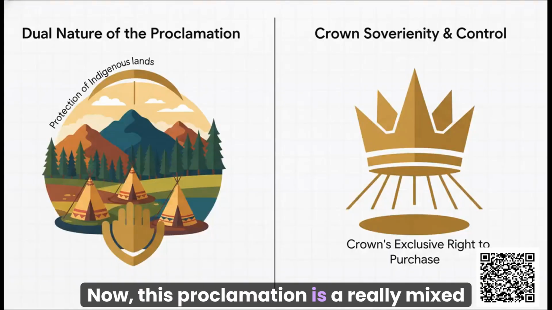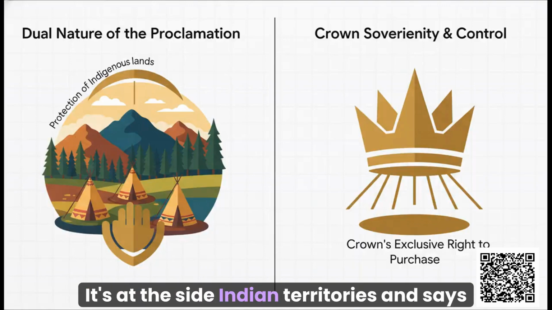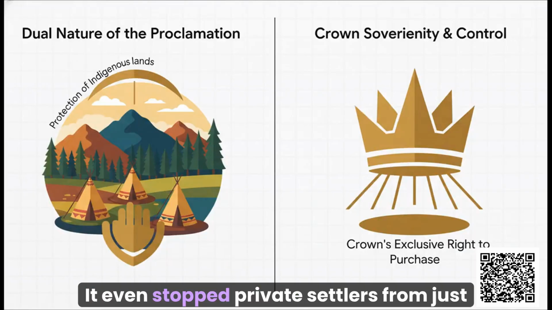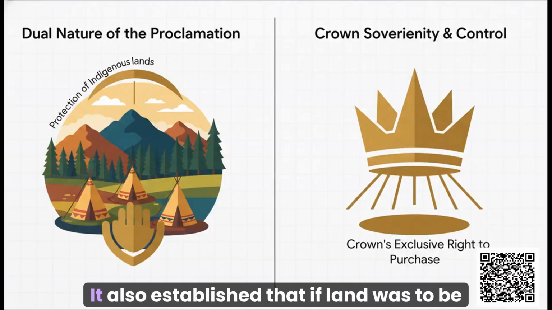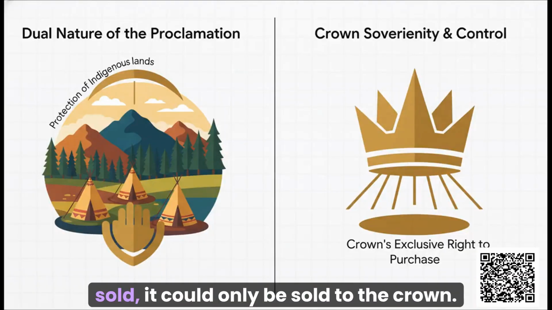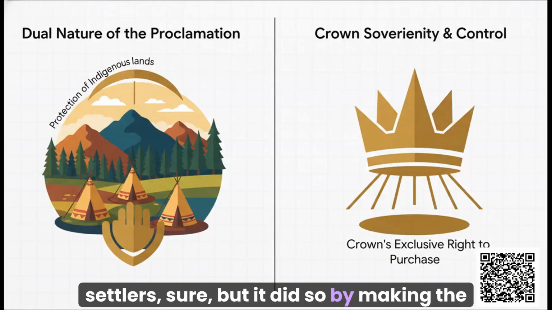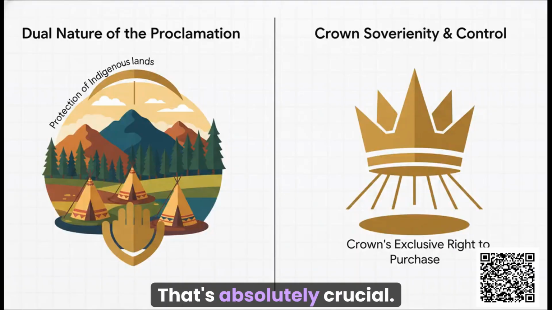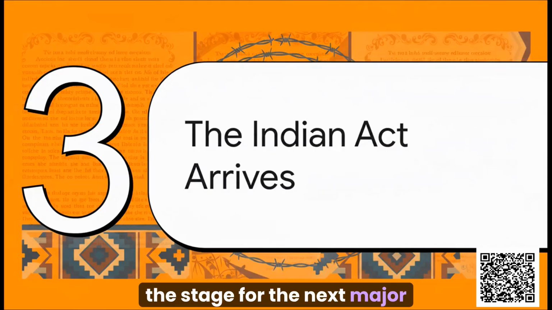Now, this proclamation is a really mixed bag. On one hand, it sounds pretty good, right? It sets aside Indian territories and says First Nations should not be molested or disturbed. It even stopped private settlers from just buying up land. But here's the catch, and it's a big one. It also established that if land was to be sold, it could only be sold to the Crown. See what happened there? It protected Indigenous lands from settlers, sure, but it did so by making the government the one and only gatekeeper for any future land deals. That's absolutely crucial.